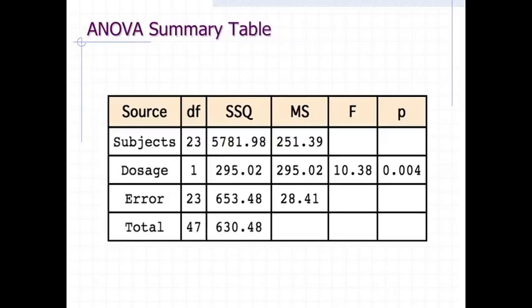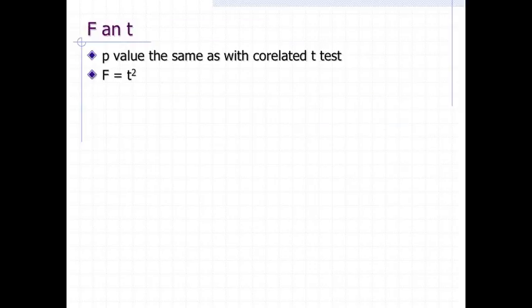Other portions of the summary table have the same meaning as in between subjects ANOVA. The F for dosage is the mean square for dosage divided by the mean square error. For these data, the F is significant with p equals 0.004. Note that the probability value for this F test is equivalent to the probability value for a t test for correlated pairs, with F equals t squared.